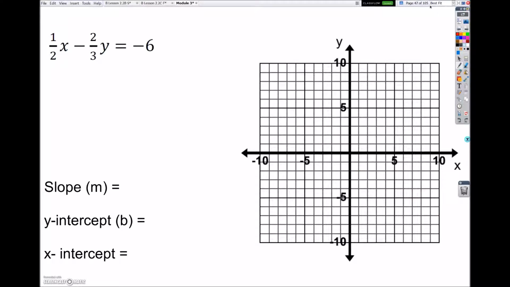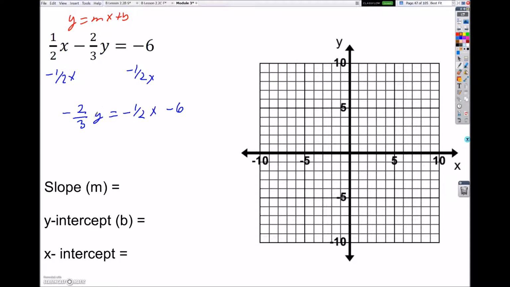All right, let's go and look at one more here. Looking at this one, same idea. We need this in slope-intercept form, which is y equals mx plus b. And so the first thing that I'm going to do is subtract 1/2 x. And when I subtract 1/2 x, I'm going to have negative 2 over 3y is equal to negative 1/2 x minus 6.